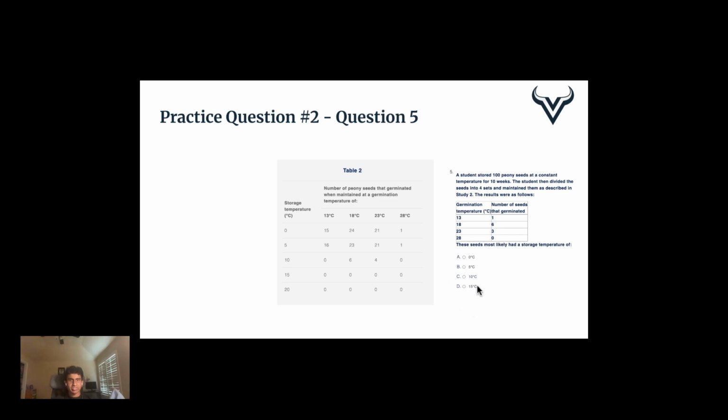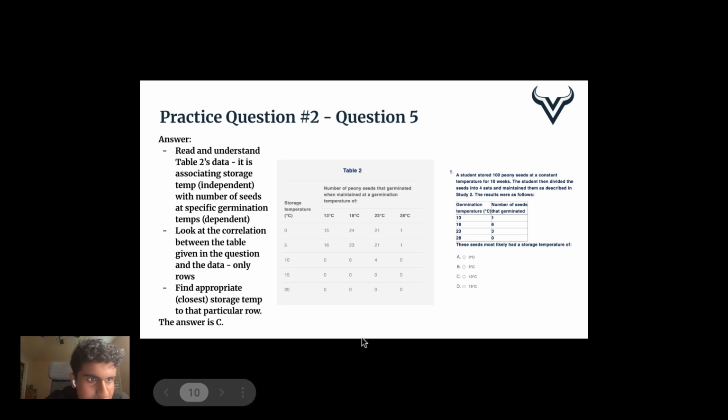When we look at this, there are three variables, right? We just need to understand what the table is showing. In this situation, we're trying to find the storage temperature which matches this particular data. The number of seeds that germinated are 16, 3, and 0. What is most likely for 16, 3, 0 for 13, 18, 23, and 28? Let's look at 0 degrees Celsius. Here we have 15, 24, 21, and 1 respectively for 13, 18, 23, and 28.